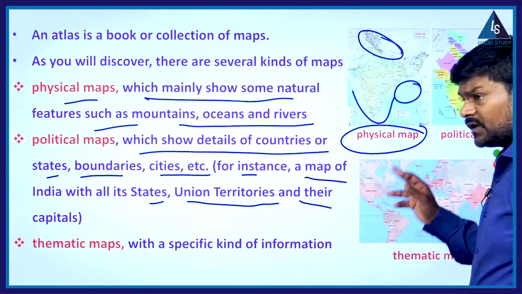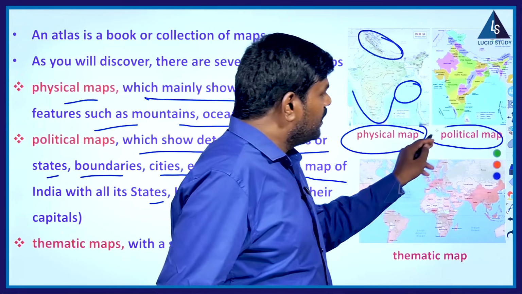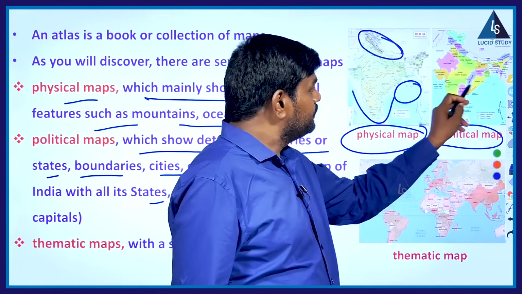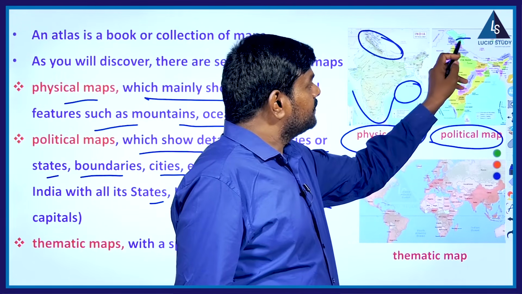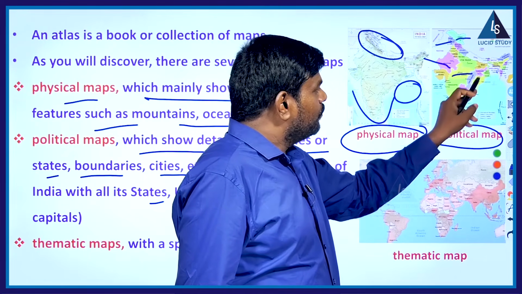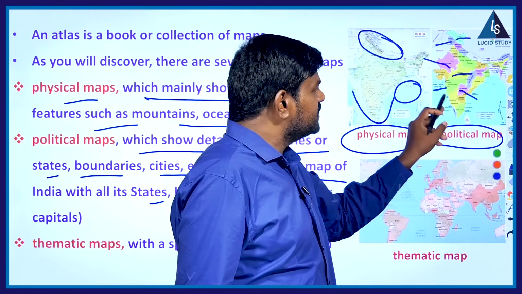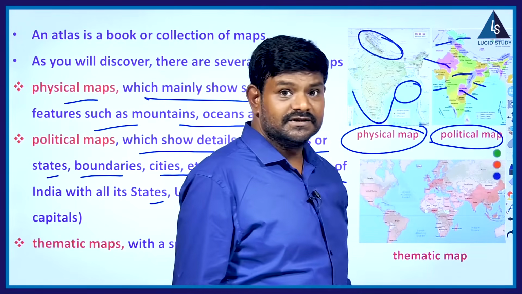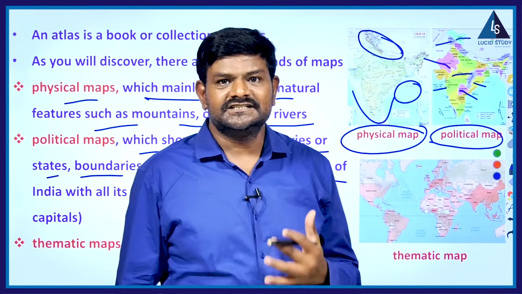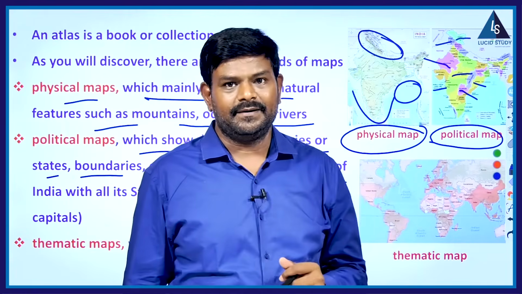Okay, so here let us see. This is the political map of India. Now see, there are different colors. You can clearly see this is Ladakh, a separate state, Jammu and Kashmir, a separate state, Rajasthan, Telangana, Hyderabad is the capital city, Maharashtra, Mumbai is the capital city, Odisha, Bhubaneswar is the capital city. So all the state boundaries along with their capital cities are clearly shown in a political map.